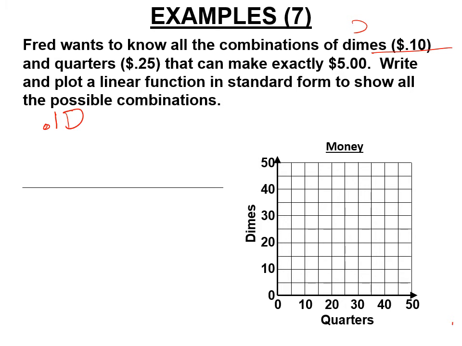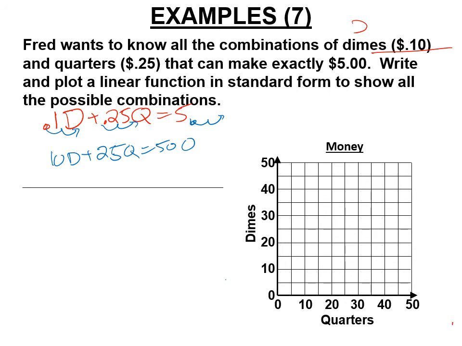And quarters, its rate is 25 cents. Let's use Q for quarters. It has to add up to exactly $5. Now, we can graph that. Now, can we clear the decimals of this? Yes, you can. So you move it twice in all of them, right? And so you could have 10D plus 25Q equals 500.